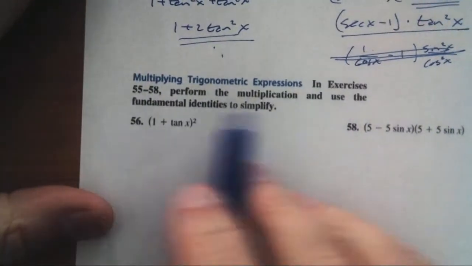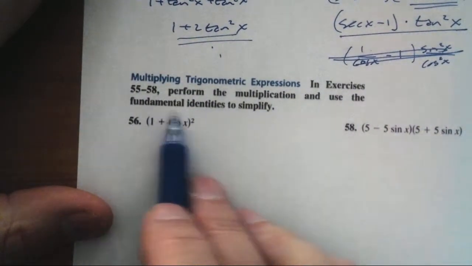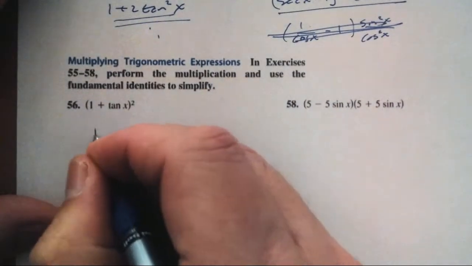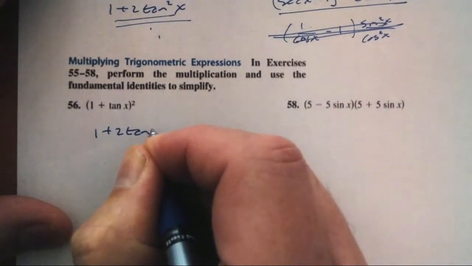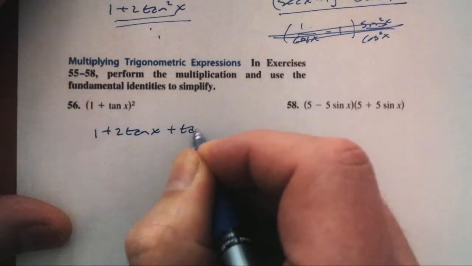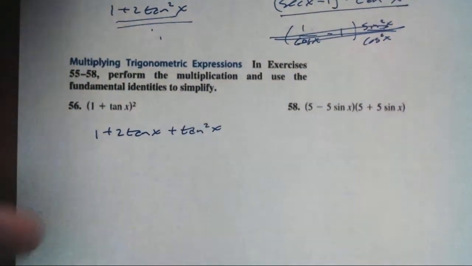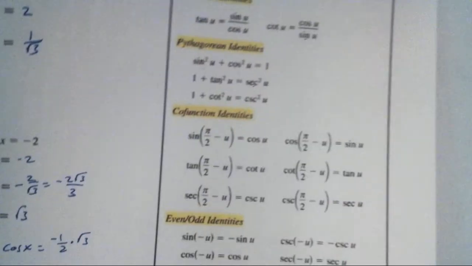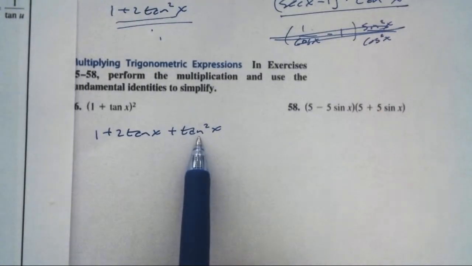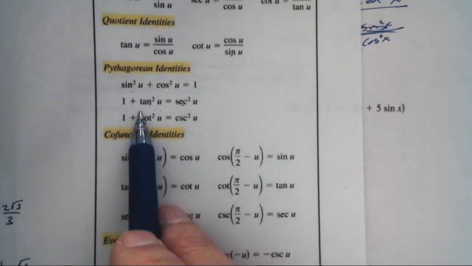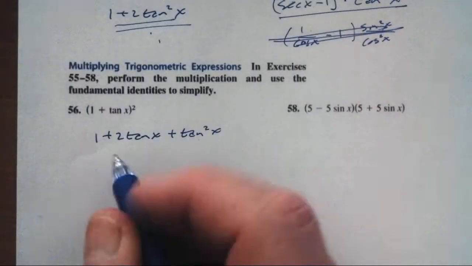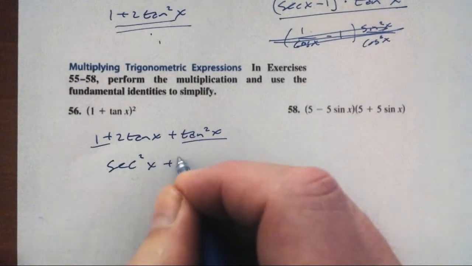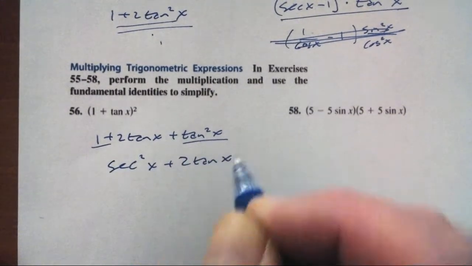Okay. Perform the multiplication and use the fundamental identities to simplify. So this is foiling. So we get 1 plus 2 tangent of x plus tangent squared of x. And okay, what can we do here to simplify? And this is debatable. I do have a tangent squared with a plus 1, and there's a tangent squared with a plus 1. So this and this could simplify to be secant squared x plus 2 tangent of x.